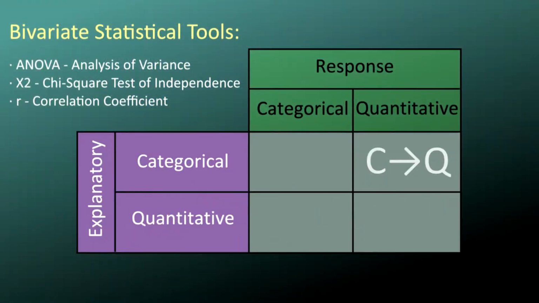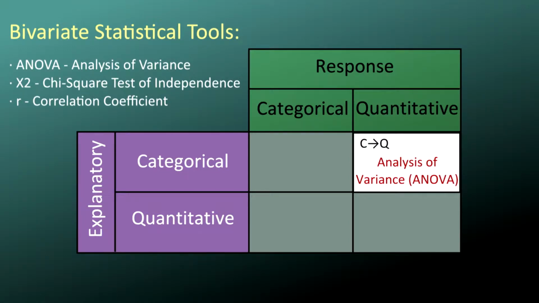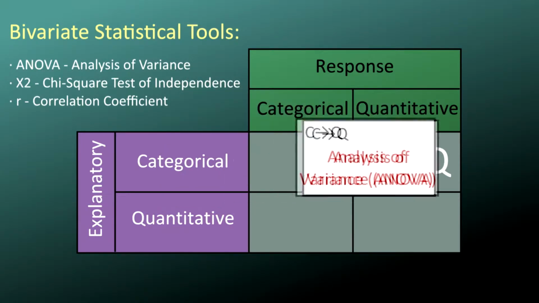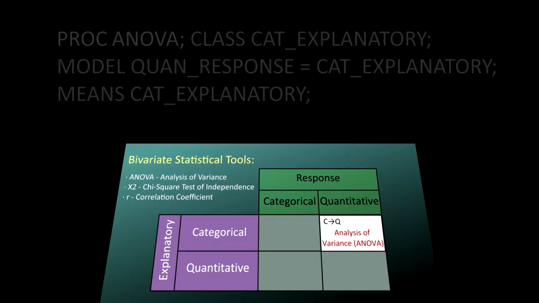Since we have a categorical explanatory variable, diet plan A or B, and a quantitative response variable, that is, weight loss, we will of course need to use analysis of variance to evaluate the association. This model SAS syntax should look familiar to you.